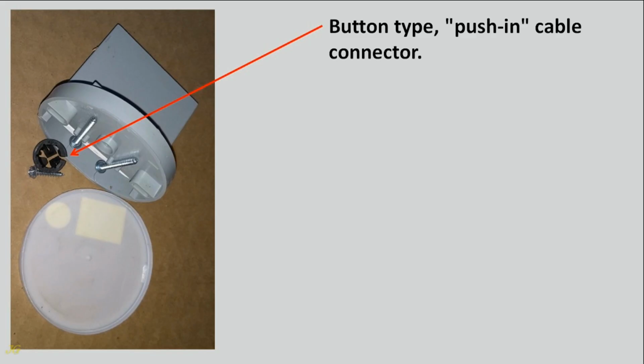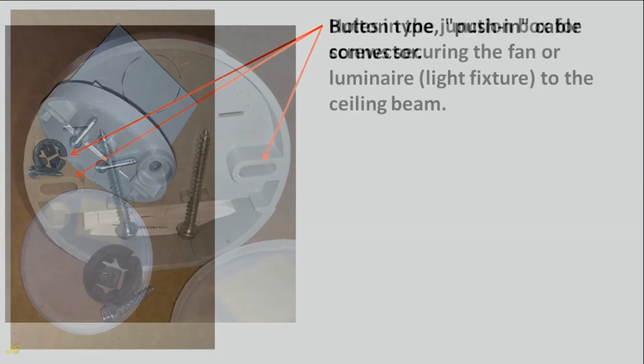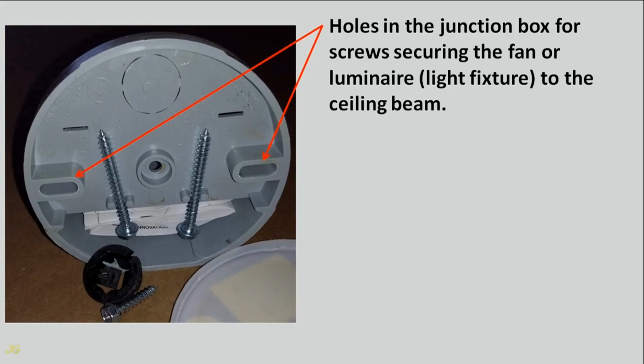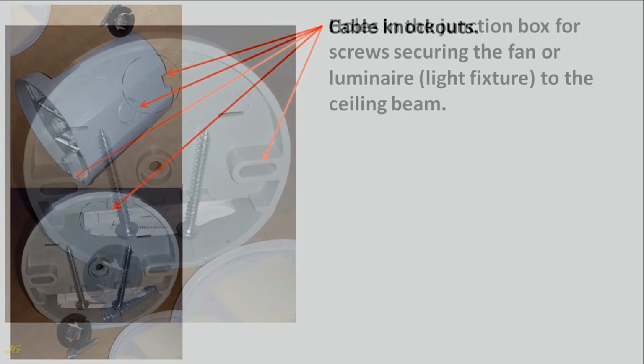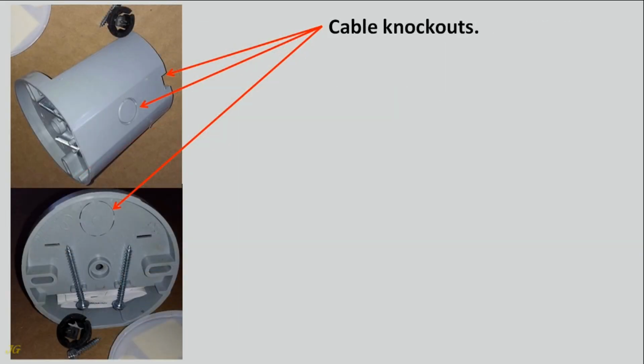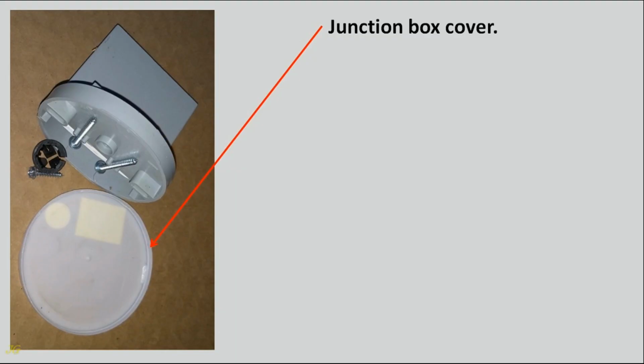Button type, push-in cable connector. Holes in the junction box for screws securing the fan or luminaire, light fixture, to the ceiling beam. Cable knockouts. Junction box cover.